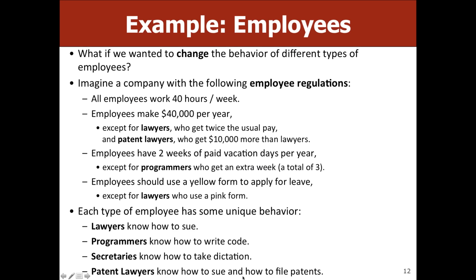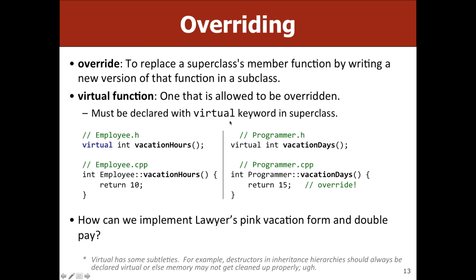Oops, sorry. Okay. So in order to do this, we have to do something called overriding. Overriding involves replacing a superclass's method or member function with a new version in the subclass. That's what we were kind of trying to do with our vacation form example. But the problem is in C++, you have to use this keyword called virtual, which tells the compiler, okay, when you see this method in employee, you might actually have to look more specifically at the subclass to figure out what the actual method implementation is. This might be a method that's overridden.